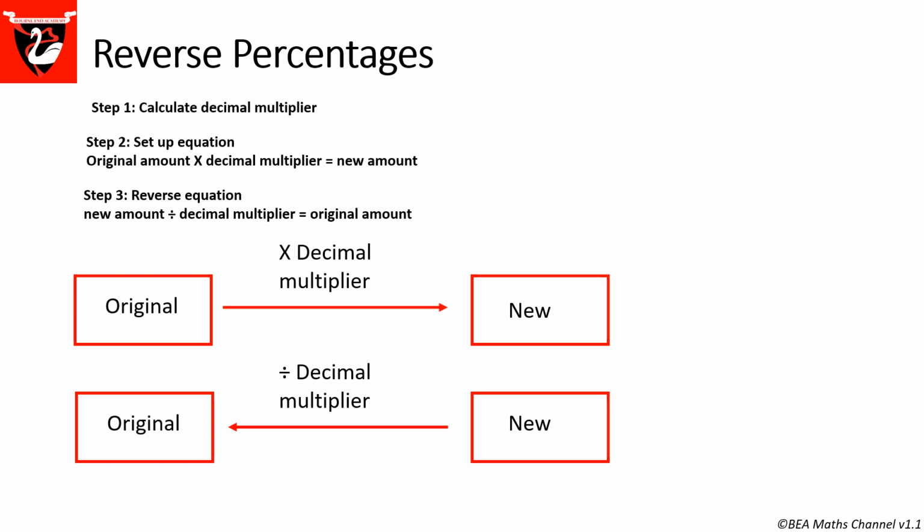If you're not comfortable calculating the decimal multiplier, then please look at our video on the BEA Maths channel of calculating decimal multipliers. Once we have the decimal multiplier, we then set up our equation, which is the original amount multiplied by the decimal multiplier, which will provide us with the new amount. In step 3, we use the information that we've gathered and we reverse the equation. So we start with the new amount, we divide by the decimal multiplier, and that gives us our original amount. So now we're going to have a look at some questions.